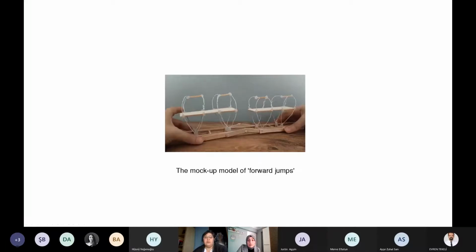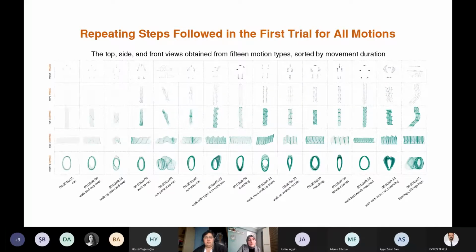Here you see the mock-up model of forward jumps, on which I experimented with how it can move. Afterwards, I collected some more motion types. In total, here there are 15 movement types, sorted by movement duration. The first one is 25 seconds, and the last one, as I remember, was around 10 seconds. I can see, yeah, around 10 seconds.